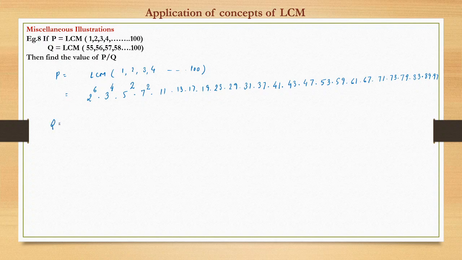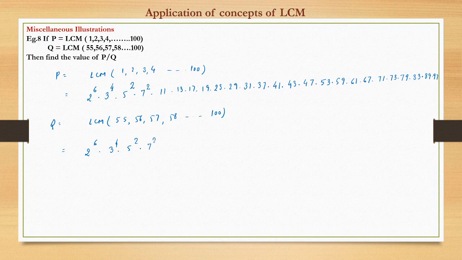What would be the LCM of Q? Q is the LCM of 55, 56, 57, 58, up to 100. So see here, what would be the LCM? For 2, the maximum power of 2 can be 64, so 2 raised to power 6 would be there. Similarly, 3 raised to power 4 would be there. 5 raised to power 2 again, because if I take 25 or 75, that will have 5 raised to power 2.